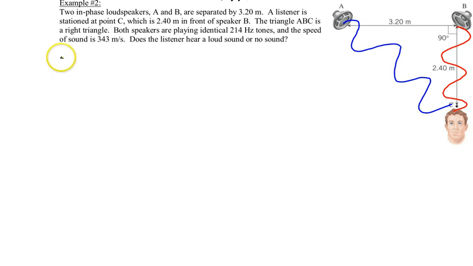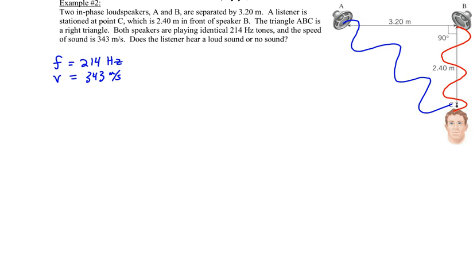Both speakers are playing the same frequency, 214 cycles per second, or hertz. We're also told that the speed that they travel at is 343 meters per second. That's the speed of sound.